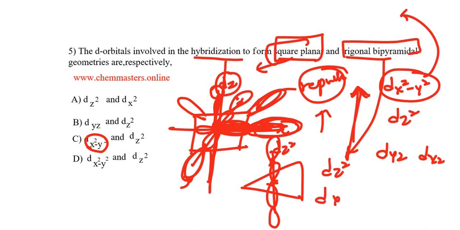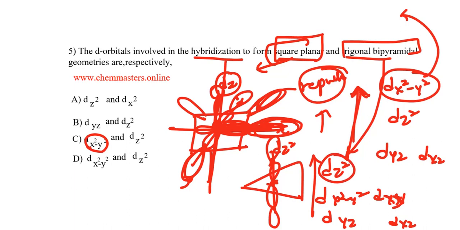Okay, the next one will be dx square y square and dxy. Okay, just write it dxy, and the least energized will be dyz and dxz. Okay, so this is the energy order of the d orbitals, right? And here dz square is involved in hybridization, so the answer must be option C. Okay, right. And next question.